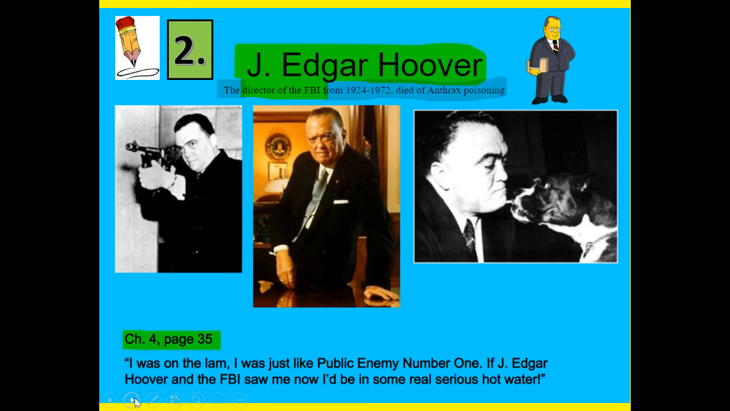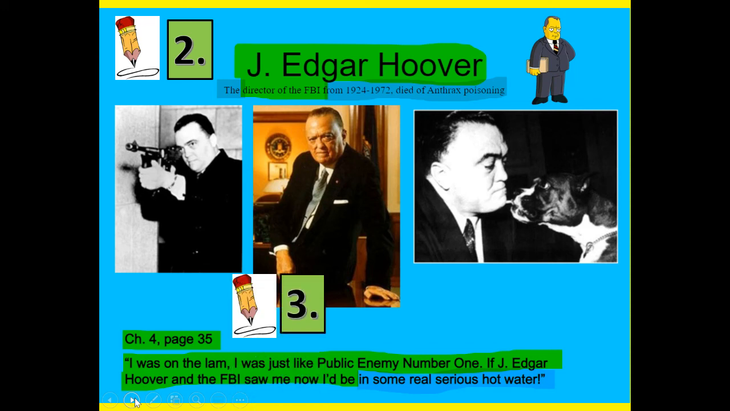Here's your example in chapter 4, page 35. I was on the lam. I was just like public enemy number 1. If J. Edgar Hoover and the FBI saw me now, I'd be in some real serious hot water. So Bud says, I was on the lam. I was just like public enemy number 1. Ooh, like. There's a simile. If J. Edgar Hoover and the FBI saw me, I'd be in some serious hot water. So write J. Edgar Hoover, director of the FBI, for number 2.